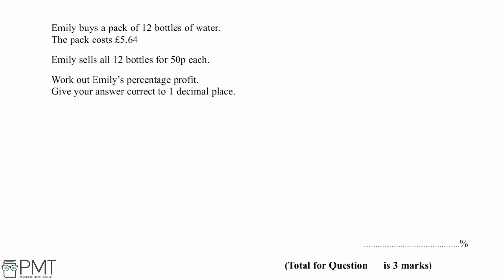So in order to work out the percentage profit, what we can do is work out how much she spent on each water bottle. So if the pack of water bottles cost £5.64 and there were 12 bottles of water in there, then if we do 5.64 divided by 12, then this will tell us the price of the individual bottles of water. So if we put 5.64 divided by 12 into our calculator, this will give us an answer of 0.47.